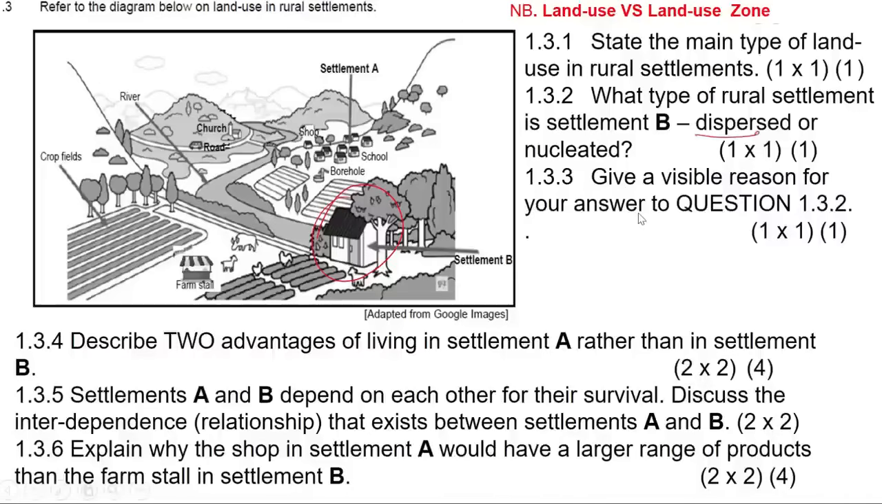Give a visible reason for your answer. Why do you say so? You can see there's a single house there. So it's isolated or dispersed. Describe two advantages of living in settlement A, which is nucleated, and B is isolated. Now, describe two advantages of living in settlement A rather than in settlement B.